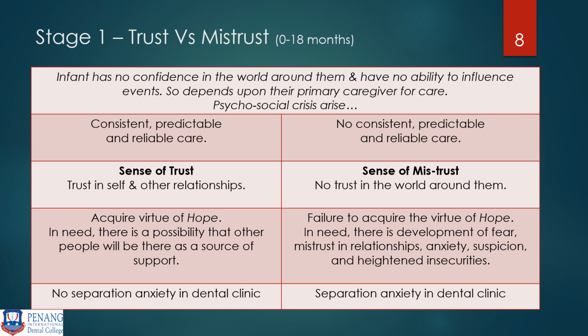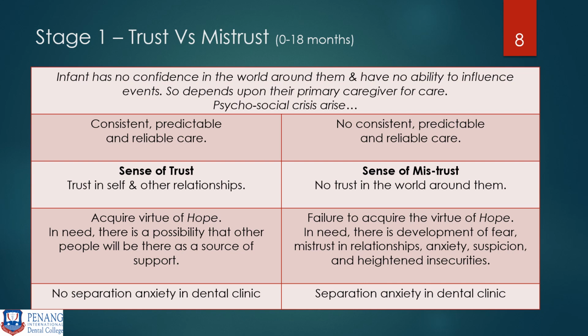And then the sense of mistrust develops, and he will not trust anybody around him in this world. So this will lead to the failure of acquiring the virtue of hope. And whenever there is a problem or he needs help, the person will always develop the sense of fear, and then he will mistrust his relationships. He will not trust people around him. He will be anxious all the time. He'll be suspicious of all the people around him, and there will be a heightened sense of insecurity. So this is what happens in stage one of infancy, trust versus mistrust.